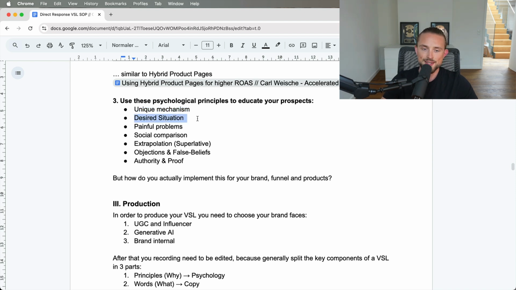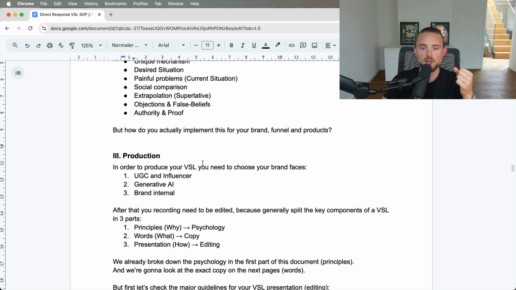Then we talk about desired situation, painful problems, and current situation, social comparison, extrapolation, and superlatives, objections and false belief, and then authority and proof. So these are the different psychological principles, and it will all click in just a second when we break it down with the VSL script, right? But these are, from the psychological perspective, the principles that we use to educate the prospects.